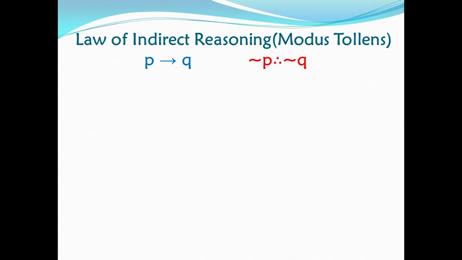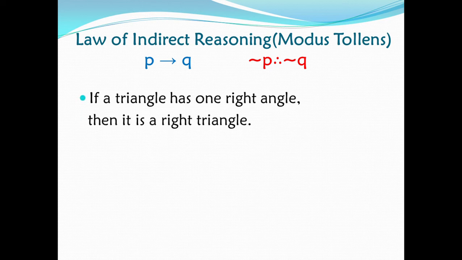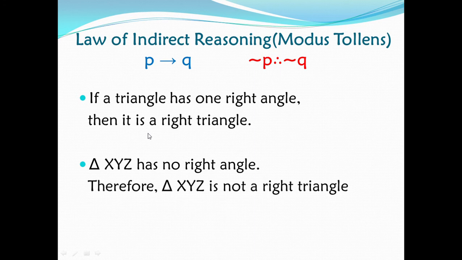Next, law of indirect reasoning. So, negated lang yung condition, negated din yung conclusion. So, ito yung original natin. If a triangle has one right angle, then it is a right triangle. So, kung gagawa tayo ng reasoning, kailangan may given na triangle. Triangle XYZ, since ito ay negated na si P, kung si original ay merong isang right angle, pagdating doon sa ating example, since negated, lalagay natin wala siyang right angle. Pagdating naman sa conclusion, kung si conclusion ay negated, ang sabi dito, it is a right triangle. So, ang negated nito ay it is not a right triangle.